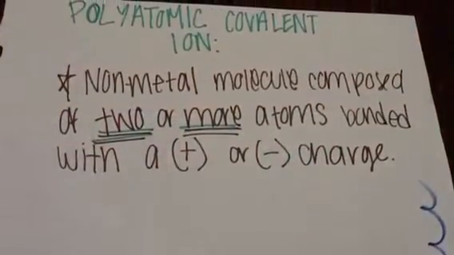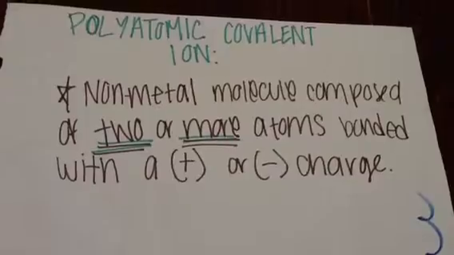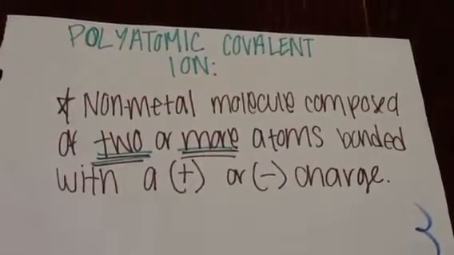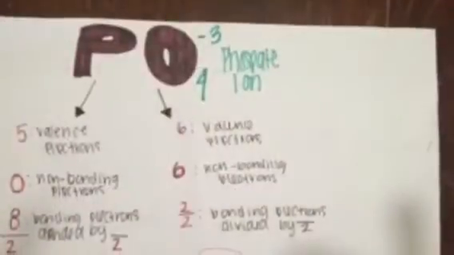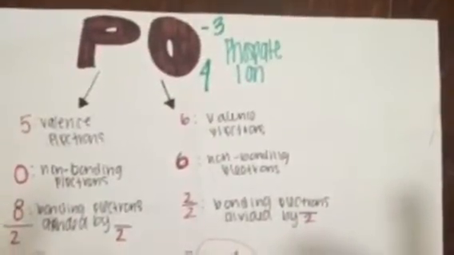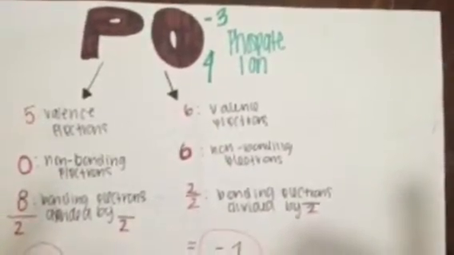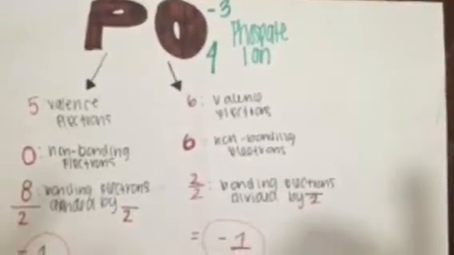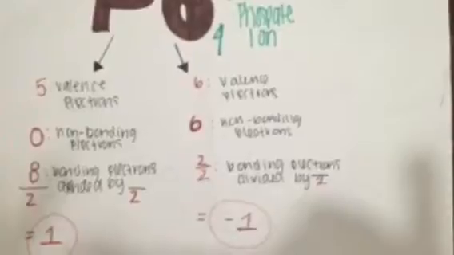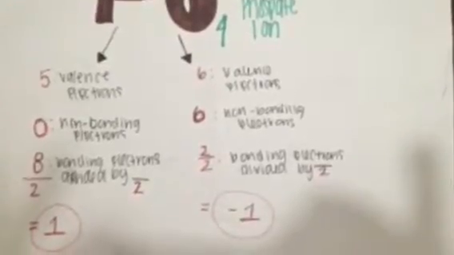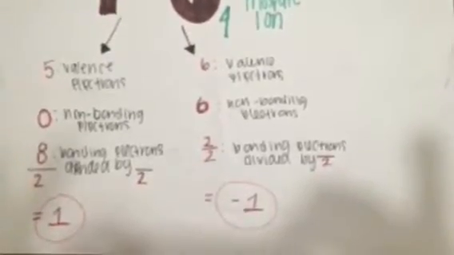Polyatomic covalent ions are nonmetal molecules composed of 2 or more atoms bonded with a negative or positively charged atom. For the phosphate ion, phosphorus has 5 valence electrons and 0 non-bonding electrons. So you divide the electrons that are bonding by 2, which is +1. And then for oxygen, you have 6 valence electrons with 6 non-bonding electrons, which you divide the bonding electrons by 2, which gives you -1.